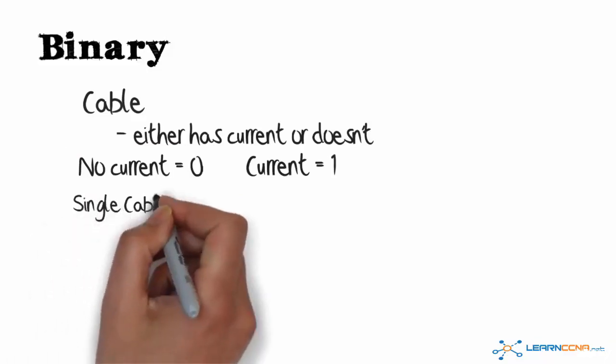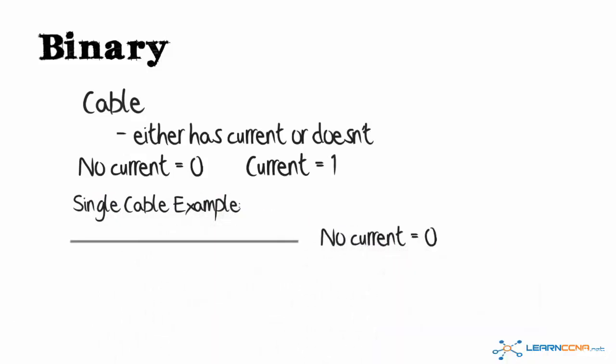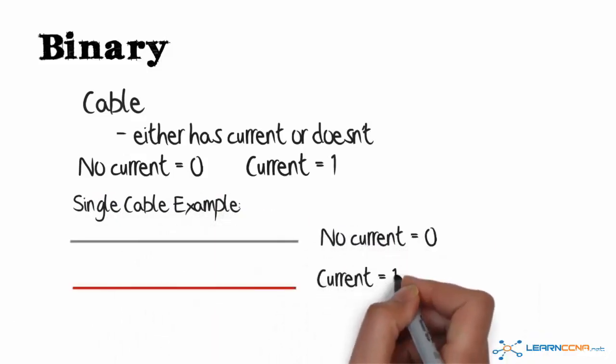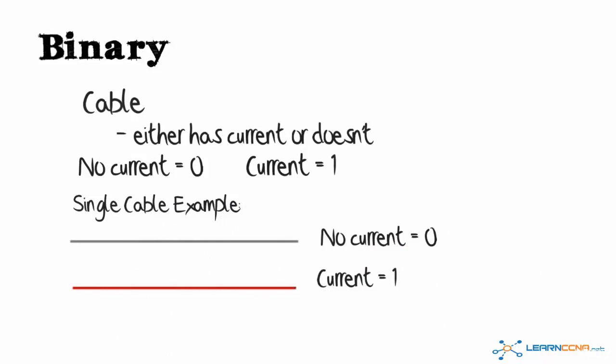So a single cable, when there's no current, equals 0, and when there's current, it equals 1. This cable can be in one of two states. It can either have current or not have current, and that gives us two combinations or two options, either 0 or 1, meaning no current or meaning current.